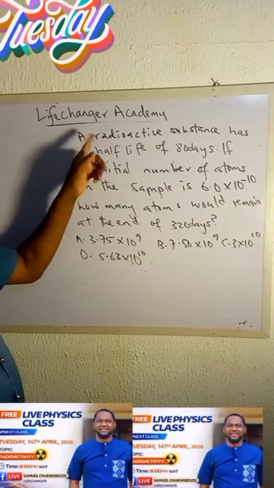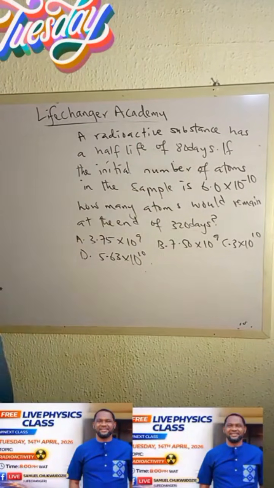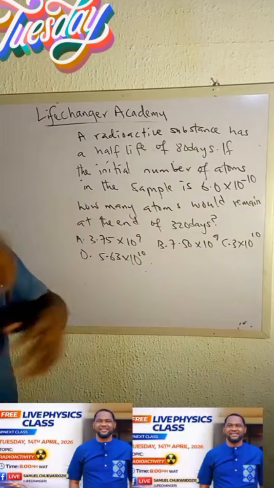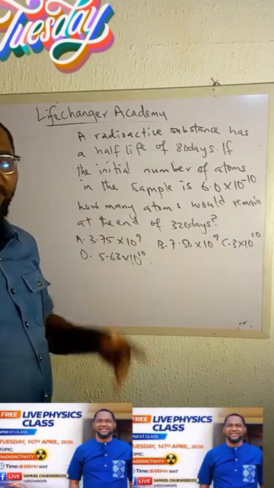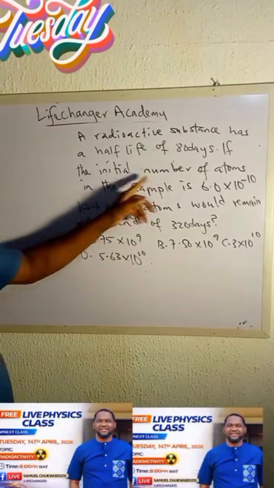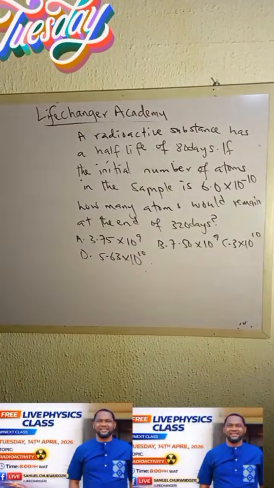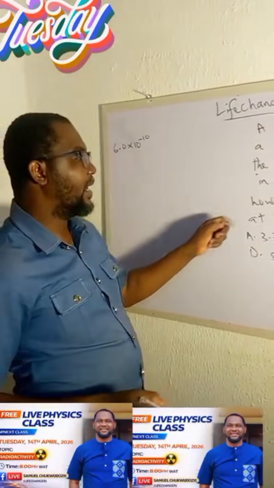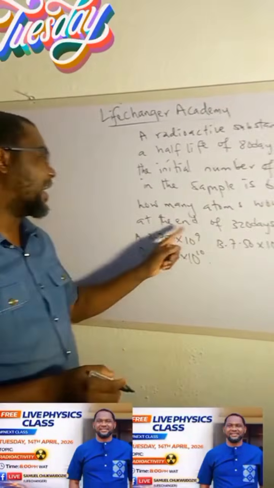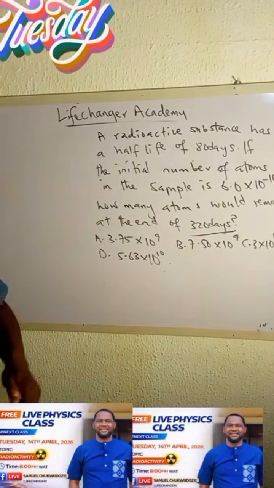The question says, a radioactive substance has a half-life of 80 days. That's the half-life. That means after every 80 days, it will reduce by half. If the initial amount of atoms in the sample is this, this is the initial amount, so I'm going to start with 6.0 times 10 to the power minus 10. How many atoms will remain at the end of 320 days?